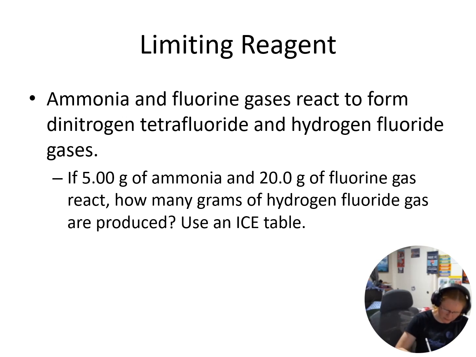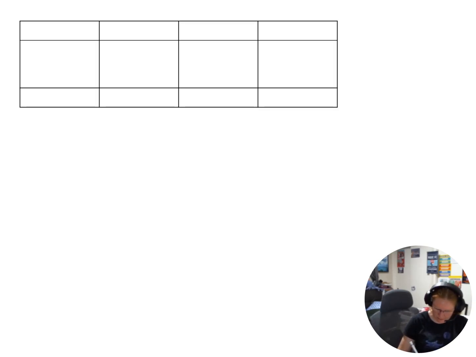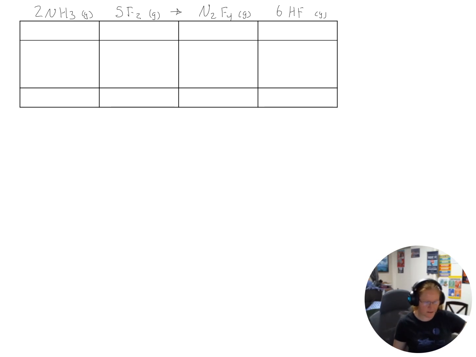So we get our balanced equation, we get, oh, well, I can write it on this slide because I have space for it. All right, so I'm going to get 2 ammonia. I have 5 fluorine, 1 dinitrogen tetrafluoride, and 6 hydrogen fluoride. Okay. And everything's a gas. All right, so we have our initial, we have our change, and we have our end.